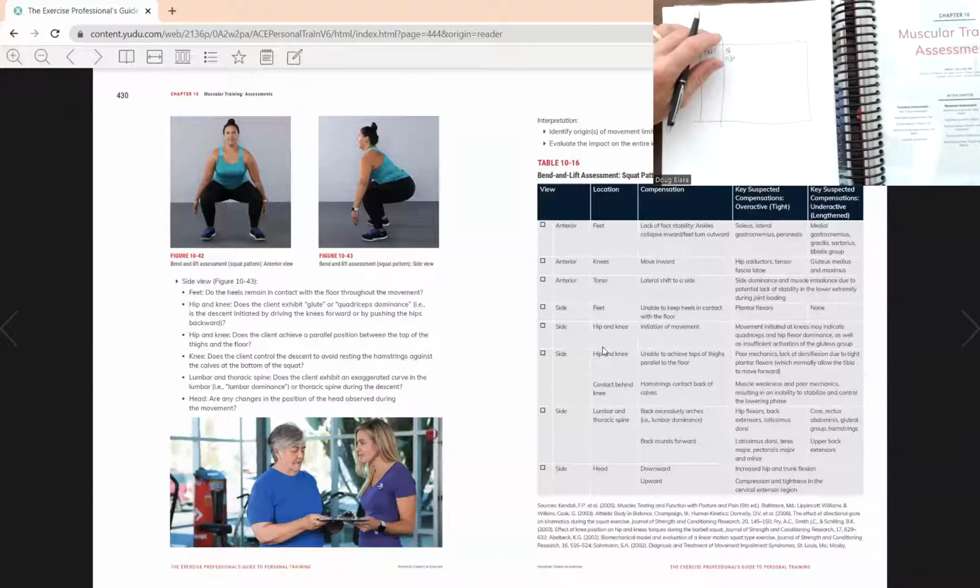Because you're not looking at the person from behind, are you? No. So feet from the front, feet from the side. Then what you would do is look at the knees from the front. Knees from the front, anterior. And then hip and knee from the side. Right, now we just do the same thing. So knees from the front. See how I'm doing this?